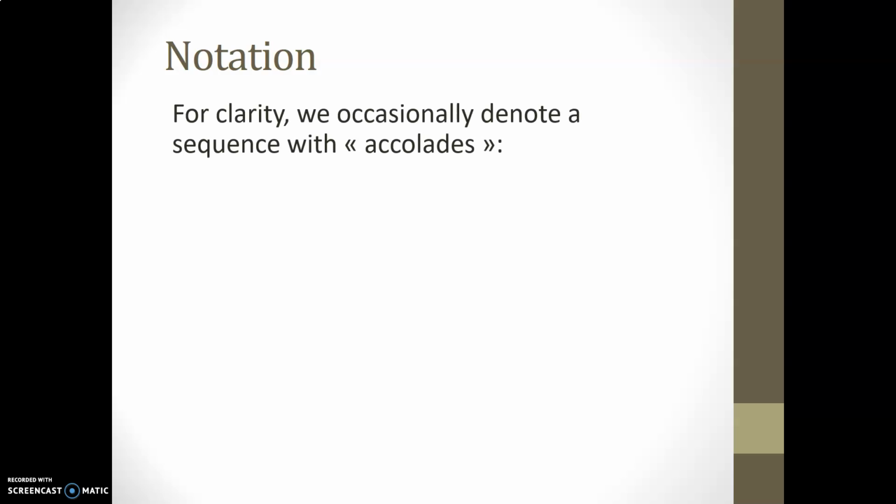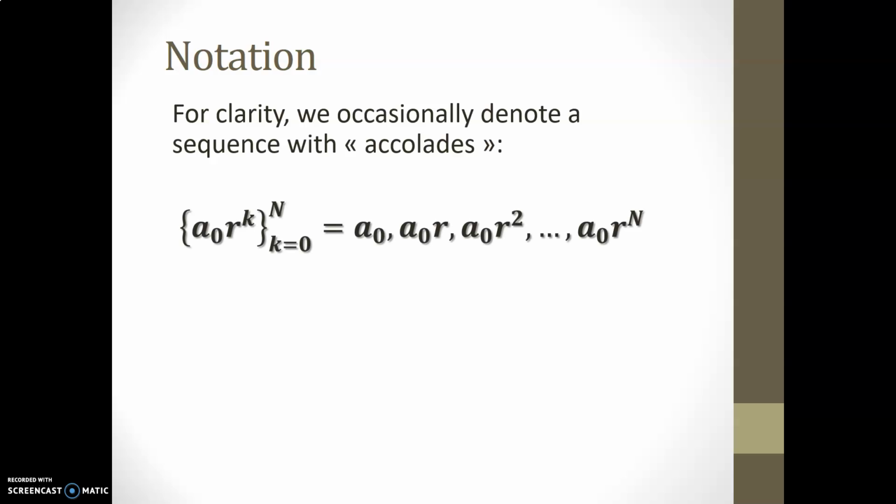Now for clarity, we occasionally use accolades to denote a sequence. So for example here, notice that I've used these curved parentheses that we call accolades. A0 r to the k is the formula that we use to find all of the different terms of the geometric sequence. k equals 0 to n are the bounds of the sequence. So what is the first value of k that we replace in the sequence and the last one?